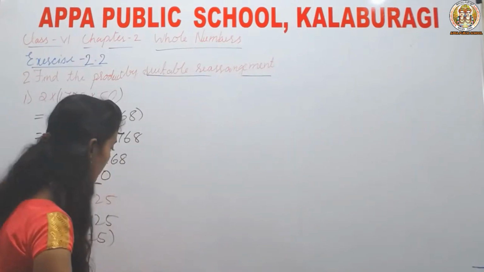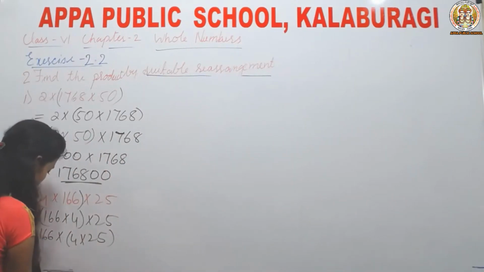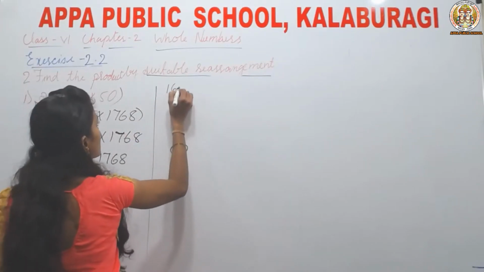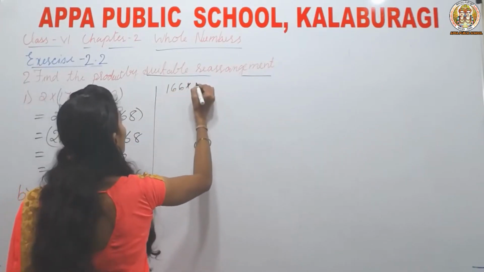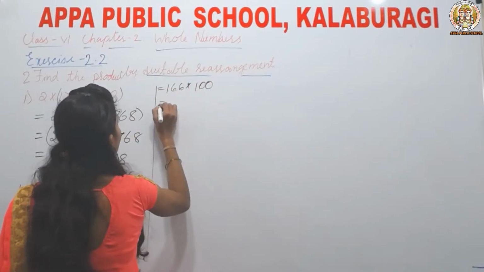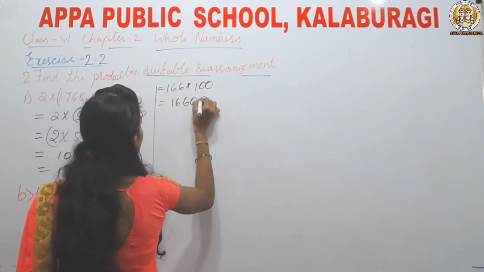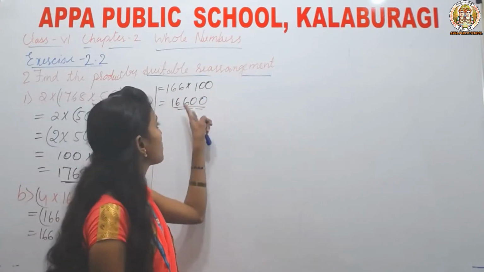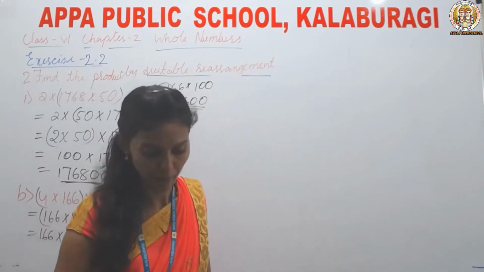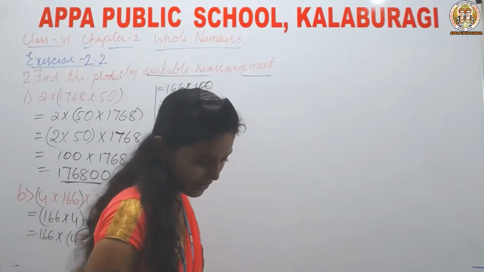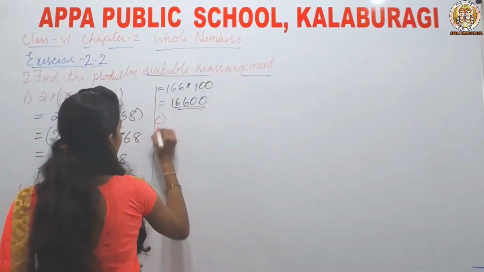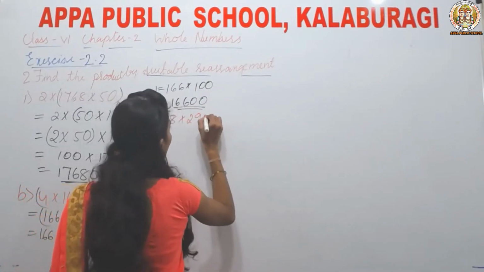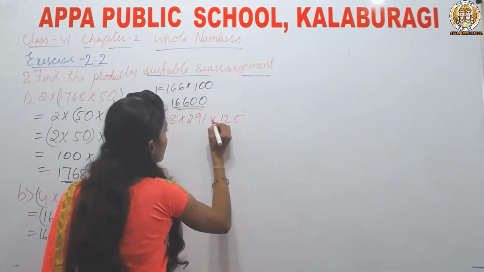Okay, I'll write it here. If you can't see this, two steps. I'll write it here. 166 into 100 is nothing but 16,600. See, 166 ones are 166, remaining zeros. Over. Now, next one is 8 into 291 into 125.